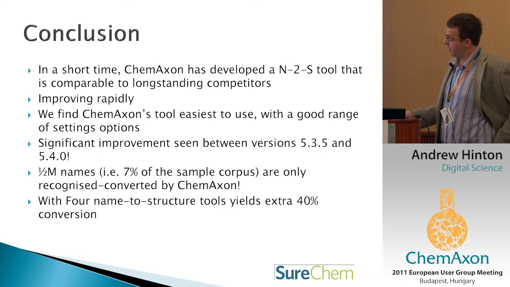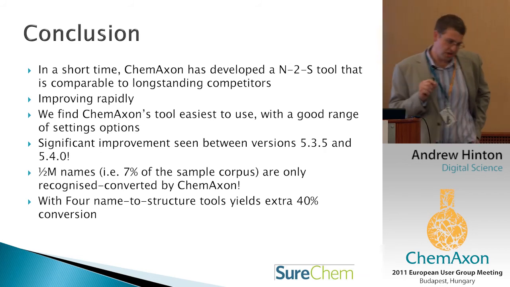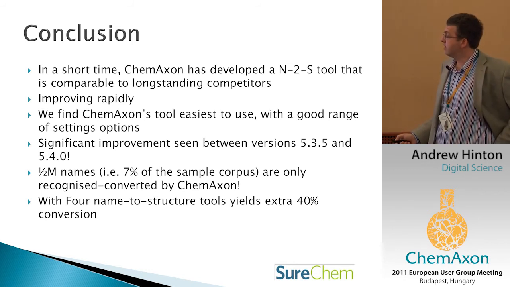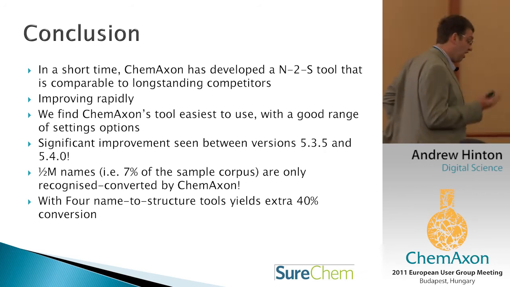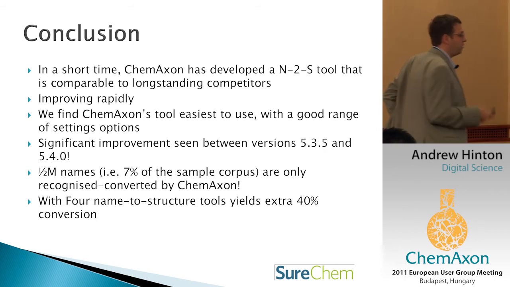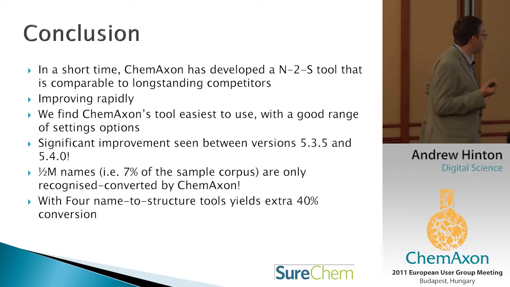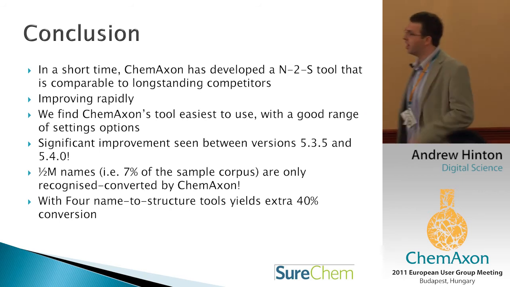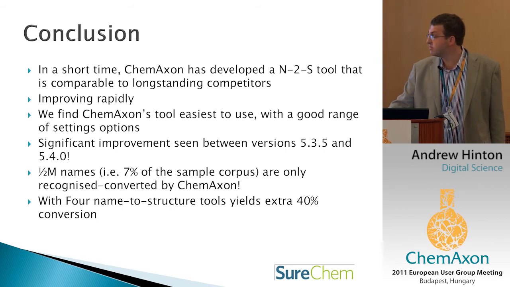we showed that 7% of our corpus was only able to generate a structure for those names using ChemAxon alone. And that, I press upon you once again, shows that relying on just one structure tool is not good. Do you remember that Venn diagram where it's clear that if you're using 4 name-to-structure tools, you're going to, we think, yield an additional 40% of structures converted from their names? So that really wraps it up for me.